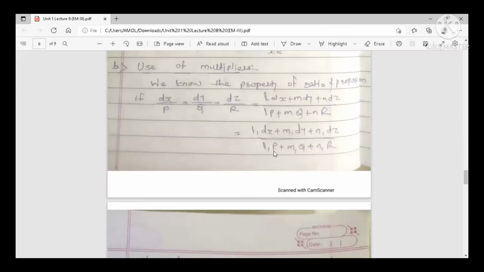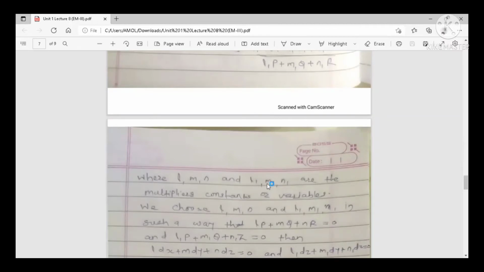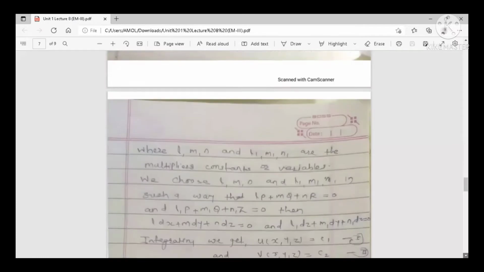Similarly, if we multiply p, q, r, the denominator terms, by l1, m1, n1, and add all the terms, and the sum is 0, then l1, m1, n1 is the second set of multipliers. Since we are multiplying the denominator terms by l1, m1, n1, we have to multiply the numerator terms also by l1, m1, n1 respectively, so that we get the numerator term l1 dx plus m1 dy plus n1 dz. Here l, m, n and l1, m1, n1 are the multipliers, which may be constants or variables.